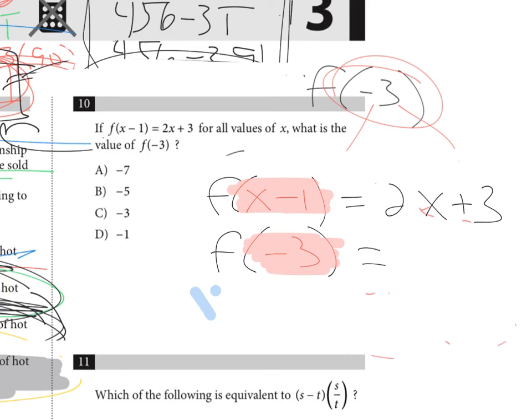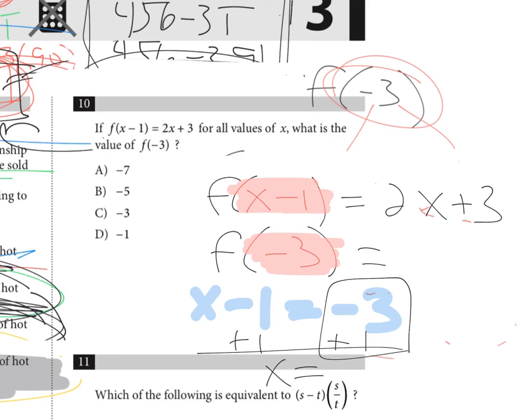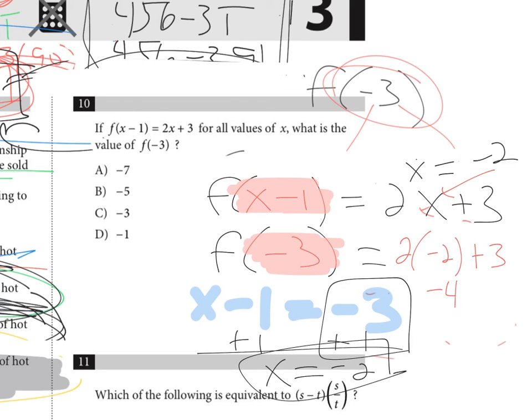So here x minus 1 has to be negative 3. Well, what is x? If x minus 1 equals negative 3, if I add 1 to both sides, x is equal to negative 3 plus 1, or negative 2. So I know that x is equal to negative 2, and now I'll plug that in for x. So that's going to be 2 times negative 2 plus 3, or negative 4 plus 3, or negative 1, or answer choice D.